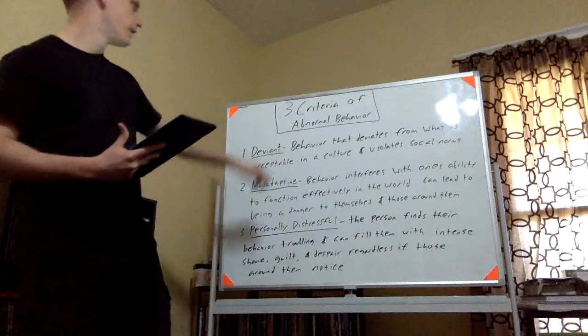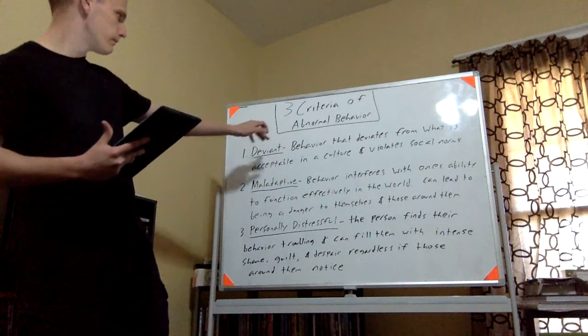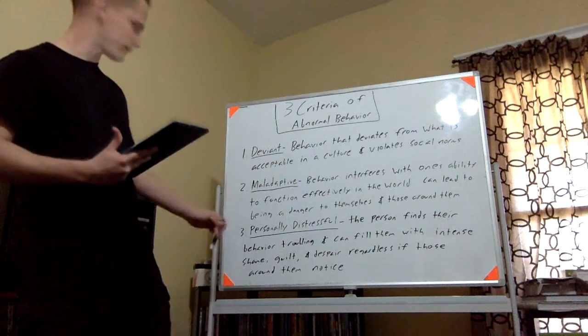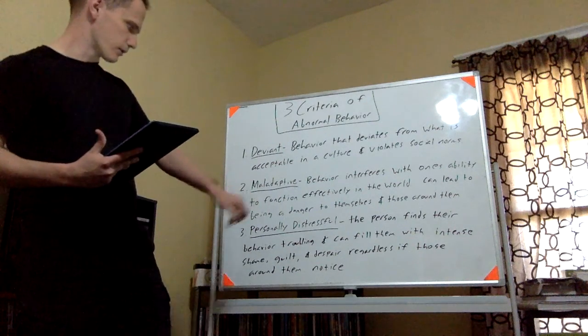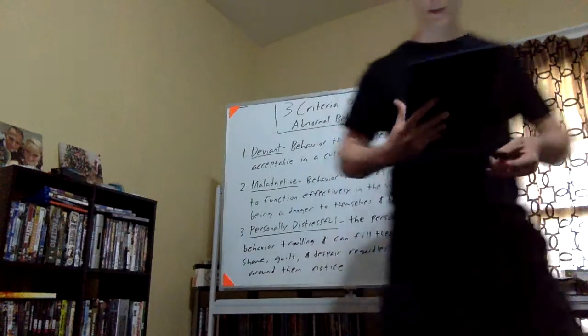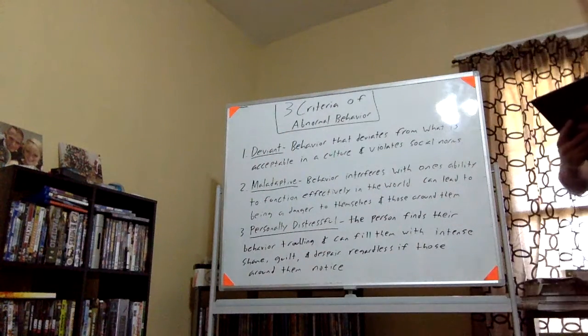So once again, three criteria of abnormal behavior: deviance, maladaptive or maladaptivity, if you want to get to that. And then it has to be personally distressful as well. So make sure you get these down. I'll step aside for just a second, let you take a look.